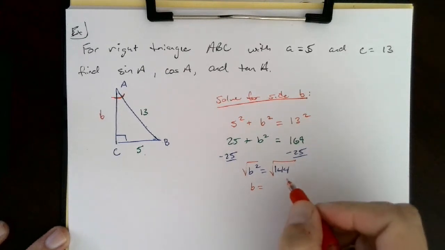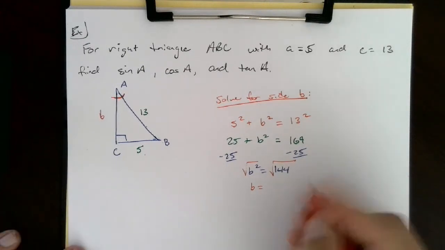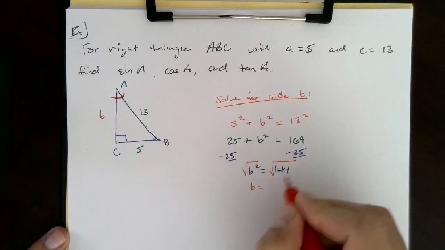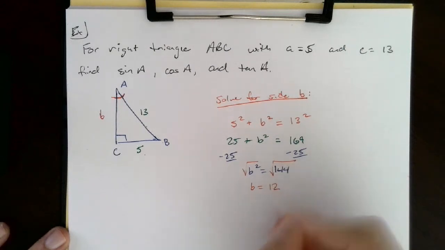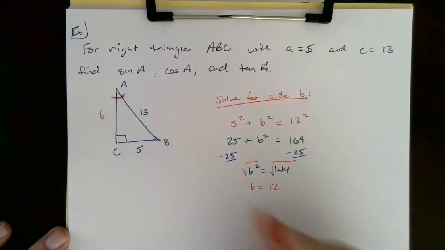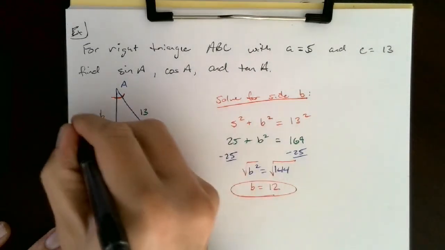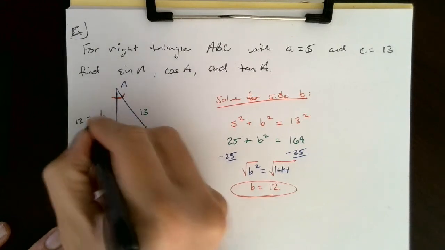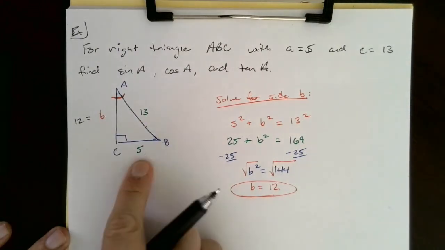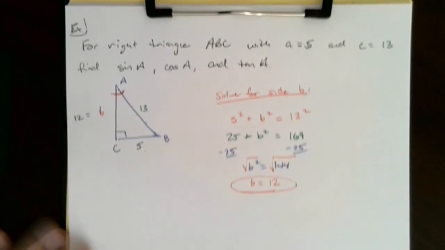It evaluates nicely if it doesn't, simplify the radical and keep it exact. But the square root of 144, we should know, is 12. So side B is equal to 12. So now when I look at this triangle, this side B now equals 12. So we now have 5, 12, and 13.